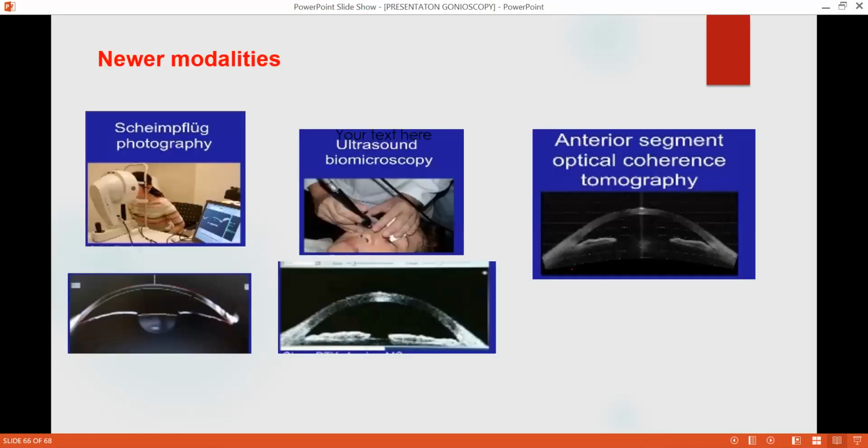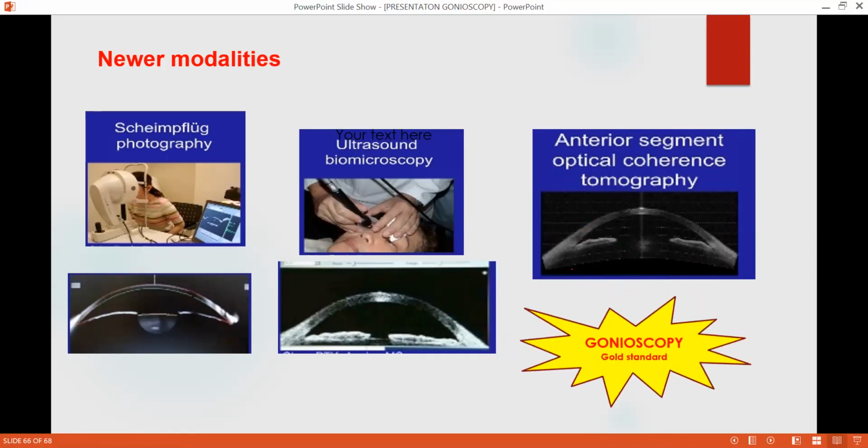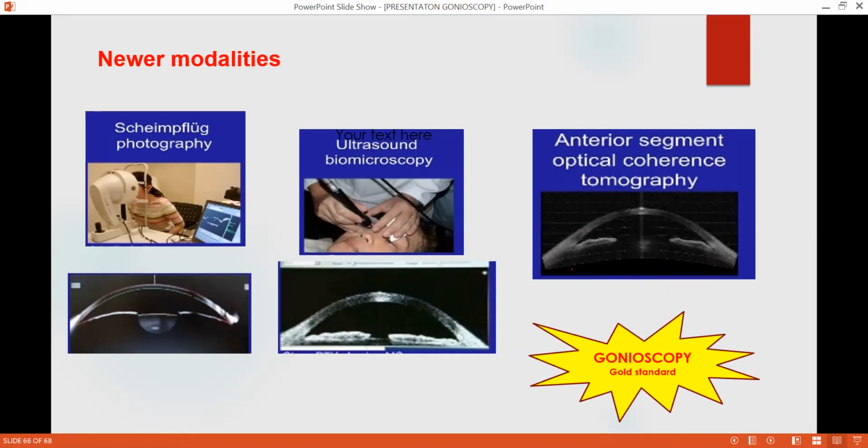There are new modalities available for objective assessment of the angle. They include Scheimpflug photography, UBM, and anterior segment OCT. However, these give an objective idea of the angle, but whether it is an oppositional angle closure or a synechial angle closure, and the amount of trabecular meshwork pigmentation, cannot be diagnosed on these modalities. So even if these modalities are available, they are yet to replace gonioscopy, and therefore gonioscopy remains the gold standard reference technique to assess the angle width and angle structures.